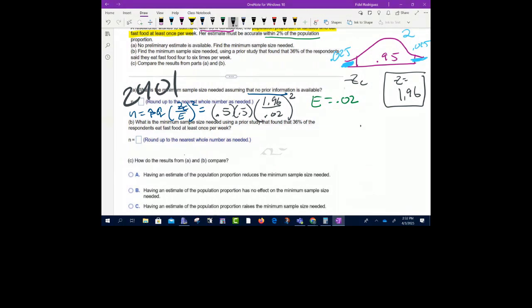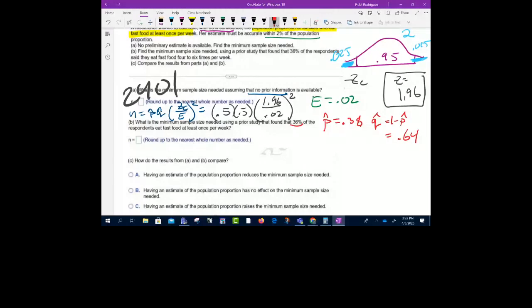Okay. Now let's try part B. It says, what's the minimum sample size needed using a prior study that found that 36%? Okay, so look, y'all, that's telling me that my P hat is 0.36. My Q hat, y'all, is going to be 1 minus P hat. So 1 minus 0.36, y'all, should be something like 0.64.